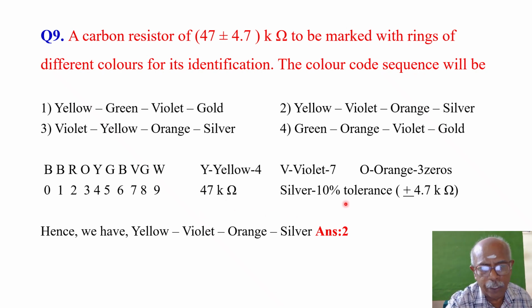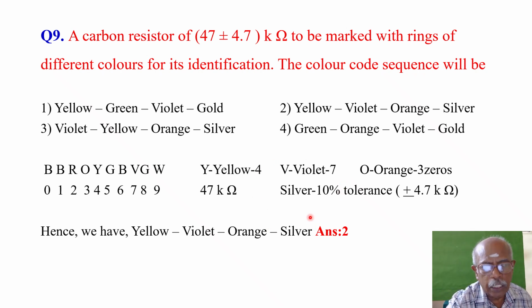What is the tolerance value? The tolerance value is 4.7K. It means this is 10% of 47. So if the tolerance is 10%, then the color of the ring will be silver. If the tolerance is 5%, it means the value is more accurate, and you will get a gold ring. If there is no fourth ring at all, it means the tolerance is 20%. In our case, this is 10%, which corresponds to a silver ring.